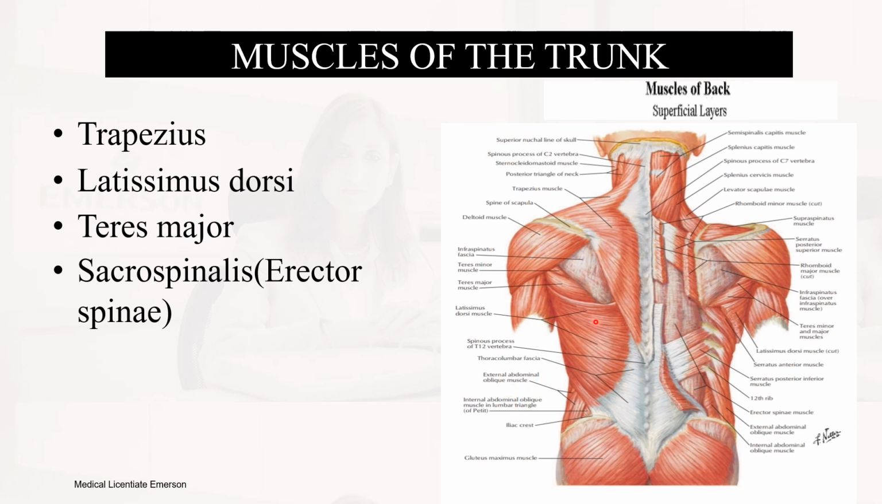The latissimus dorsi is this lateral muscle, one on the right side and one on the left side. Then you have the teres major and the sacrospinalis, which is the erector spinae. These are the muscles specifically on the back. You can pause and go through them.